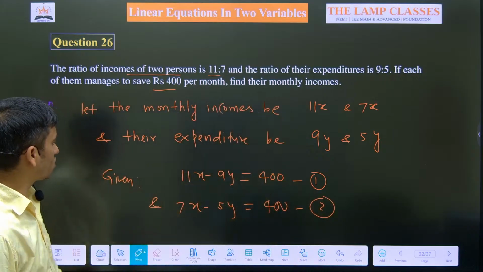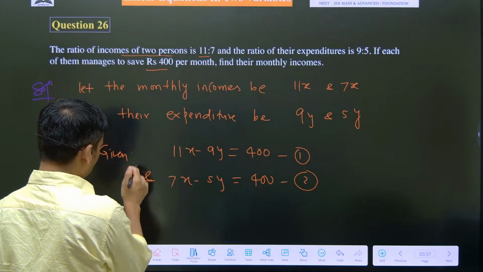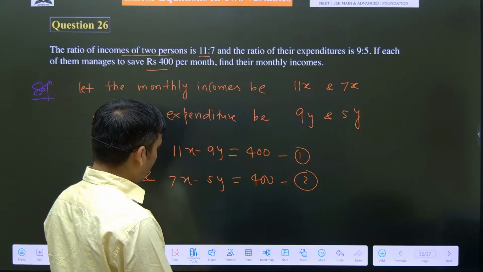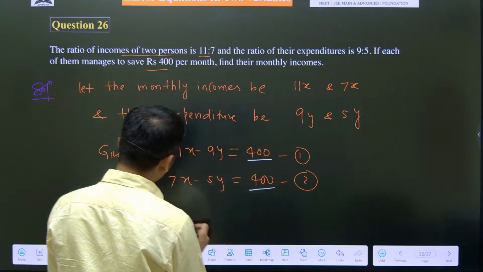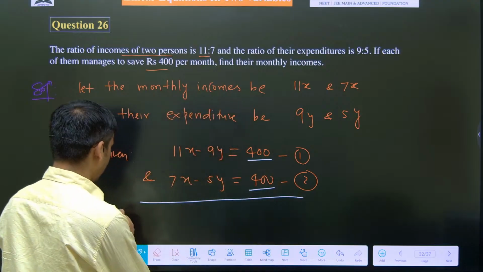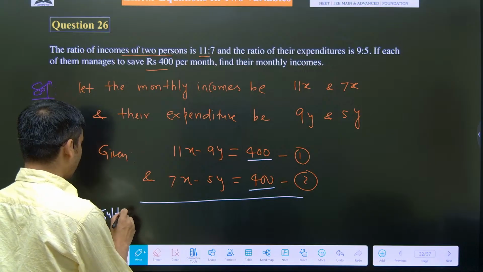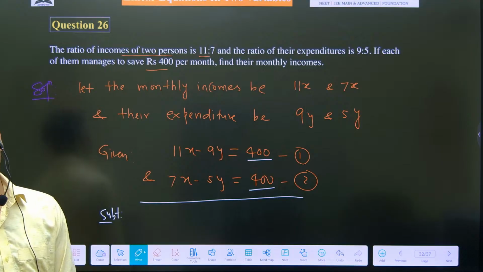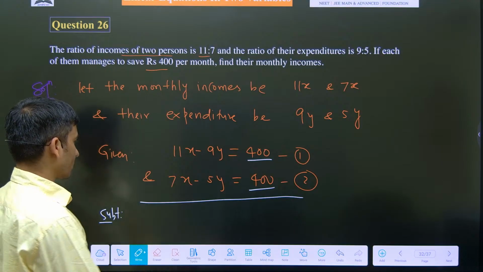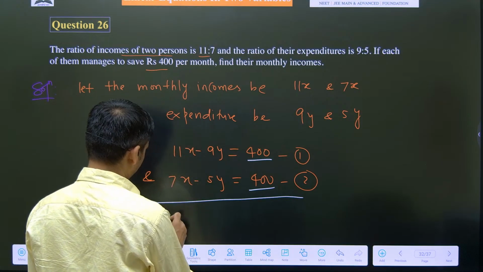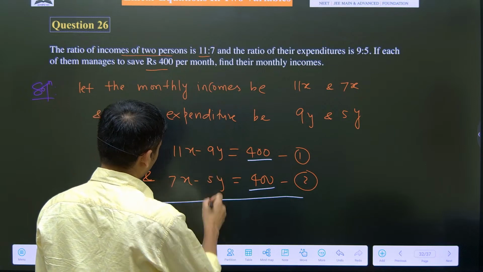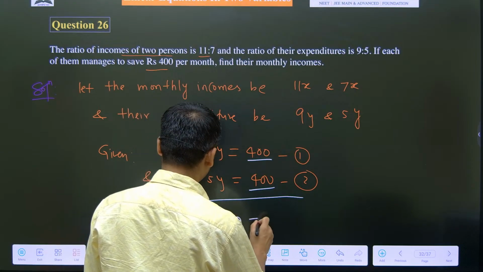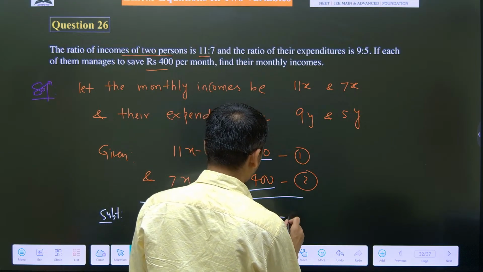Now we can solve these two equations easily. It's up to you guys whether you want to go ahead with elimination or something else. Sometimes when the constants are equal, subtraction is easier actually. So can I subtract? Why am I subtracting? Because if we do that, this will get eliminated. That means I can get a relation between x and y. So let's subtract. 11 minus 7, 4x, and then you will get minus 4y is equal to 0. That means we are getting x is equal to y only.